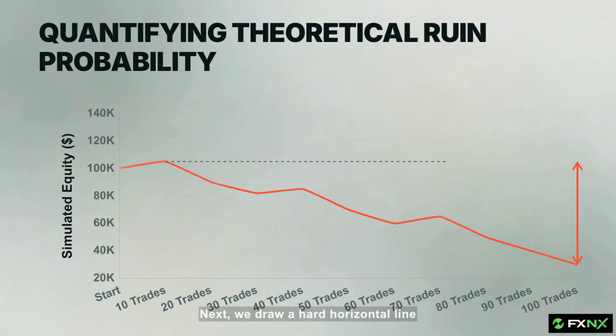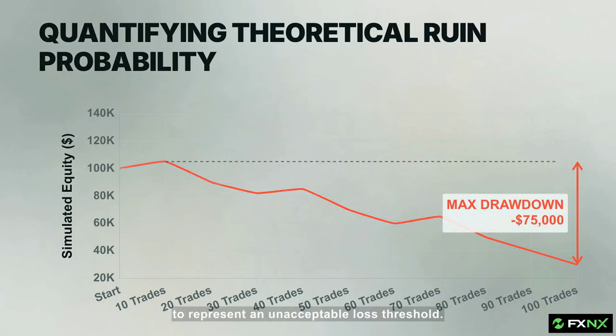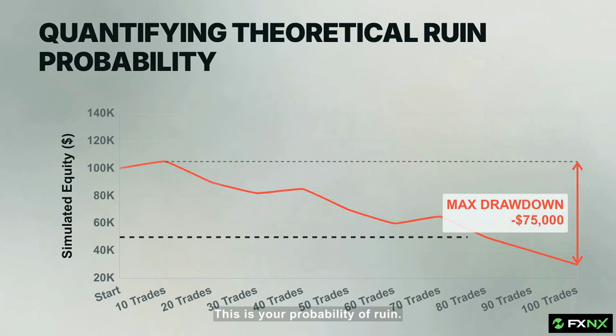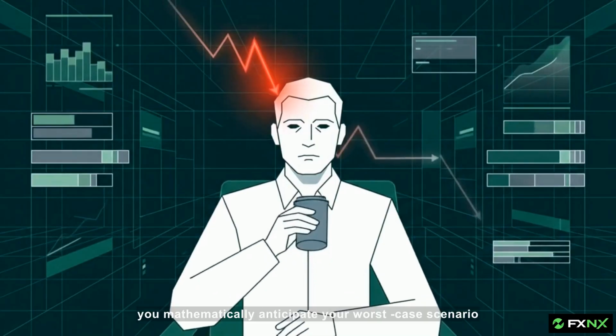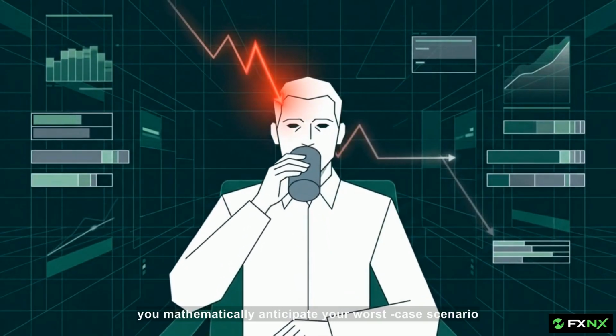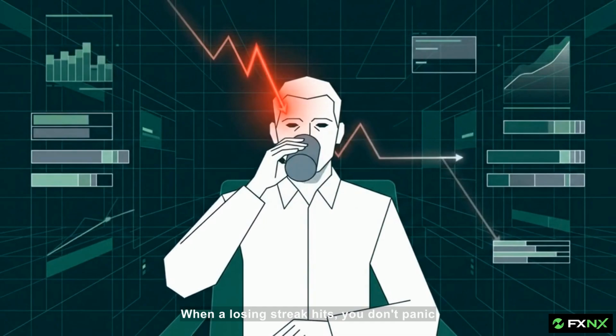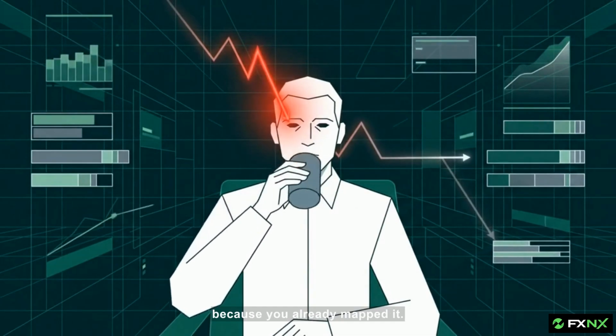Next, we draw a hard horizontal line to represent an unacceptable loss threshold. The software calculates what percentage of simulated paths terminate below that line. This is your probability of ruin. By calculating these absolute extremes, you mathematically anticipate your worst-case scenario ahead of time. When a losing streak hits, you don't panic because you already mapped it.